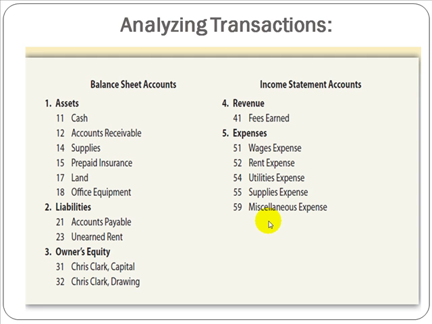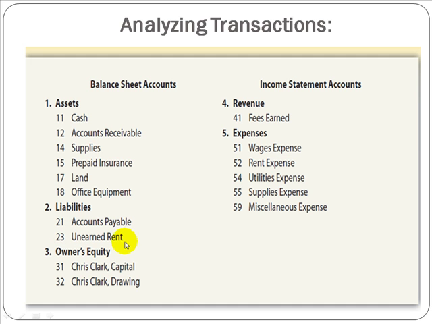Here's an example of a standard chart of accounts. Here are your balance sheet accounts: assets, liabilities, owner's equity, revenue, and then expenses. Examples of assets would be cash, accounts receivable, supplies, prepaid insurance, land, office equipment. Liabilities are accounts payable, unearned rent.